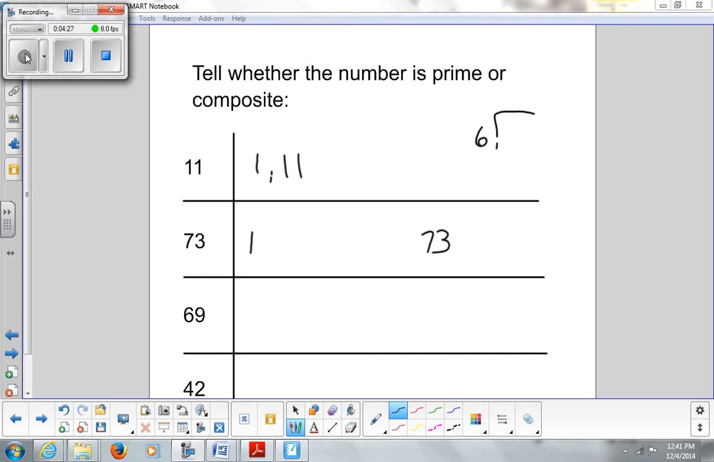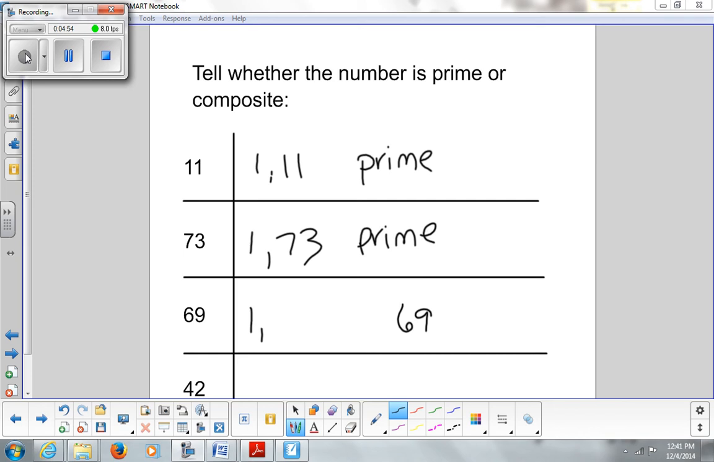6 goes into 7 one time. Okay. 6 can't go into 13, so 6 doesn't work. 7 won't work. Okay, to save you the trouble, nothing works. So 73 is a prime. So this one's prime. This one's prime. What about 69? I know 1 and 69 works.